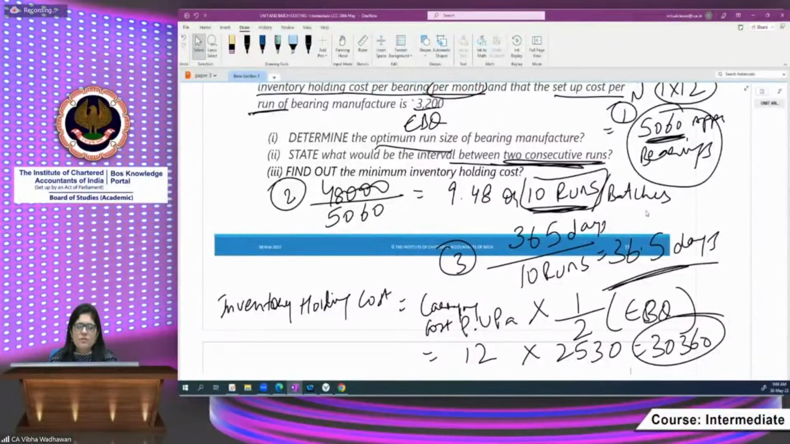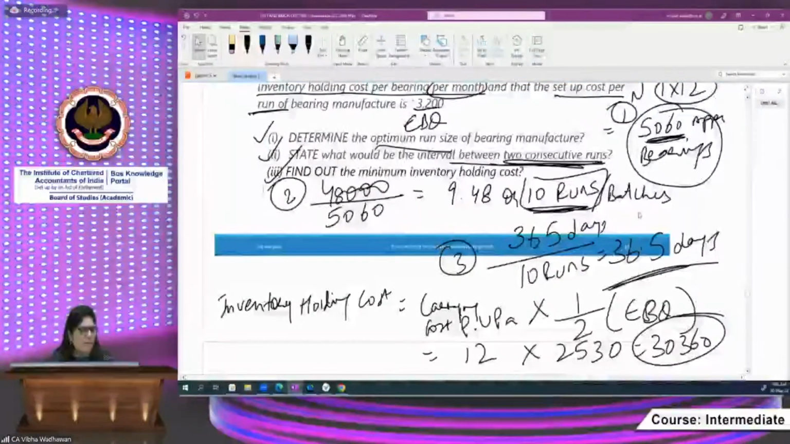I hope students have understood. So all the three parts we have done: optimum run size, which we call EBQ, interval between two consecutive runs, and the minimum holding cost. Clear? Any doubts in this question so far?